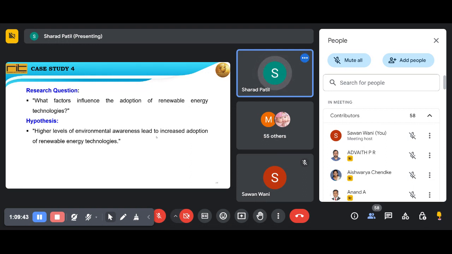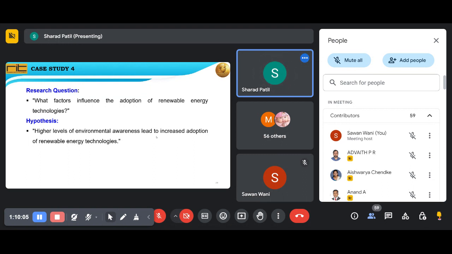So then what is the question for that? What are the factors that influence the adoption of renewable energy technologies? That is my research question. The hypothesis for this will be that a higher level of environmental awareness leads to increased adoption of renewable energy technologies.